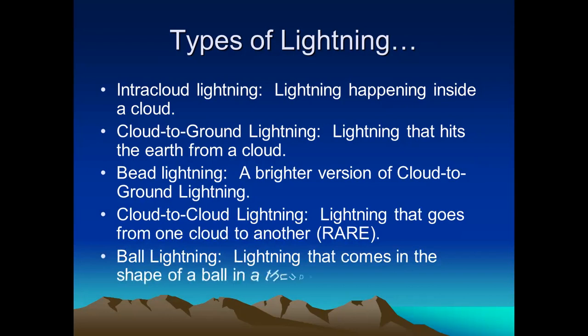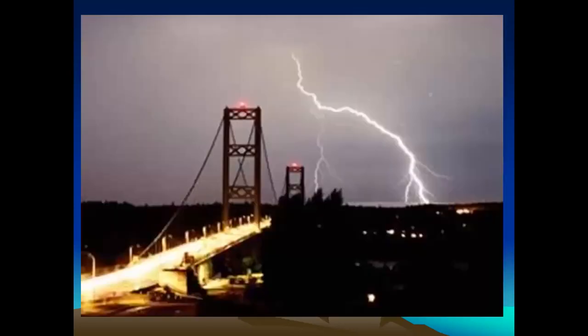Okay, ball lightning comes in the shape of a ball in a thunderstorm. So it will cause huge damage if it reaches the earth. Okay, so here's a picture of some discharge. So you can see discharges occur between the cloud and the ground. Okay, so in a cloud-to-ground discharge, a streamer will appear.